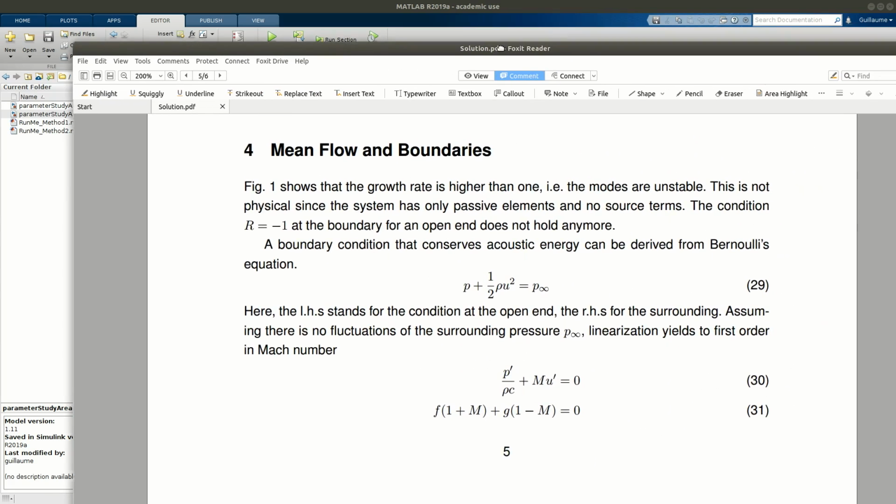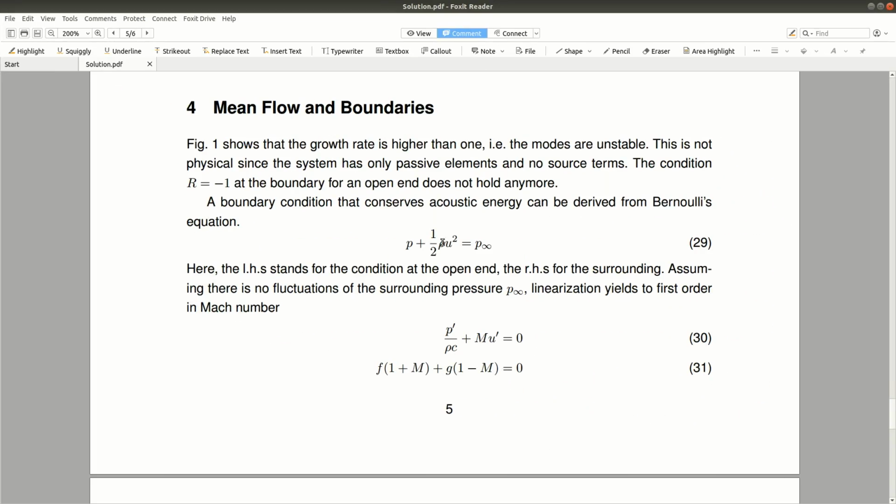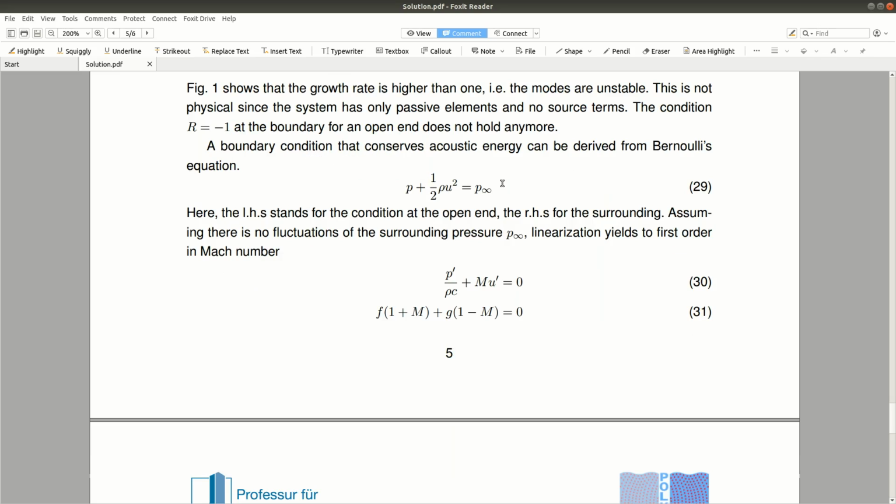I can give you a sneak peek of what's happening there. If you want to derive a boundary condition that conserves energy, you can do that, for example, with the Bernoulli equation. So you say that at your boundary, you have P plus 1/2 rho U squared is equal to P infinity, because when you are far from your boundary, you have no velocity or no mean flow anymore, so you just have your pressure. So the left-hand side is the condition at the open end, and the right-hand side is the condition for the surroundings.